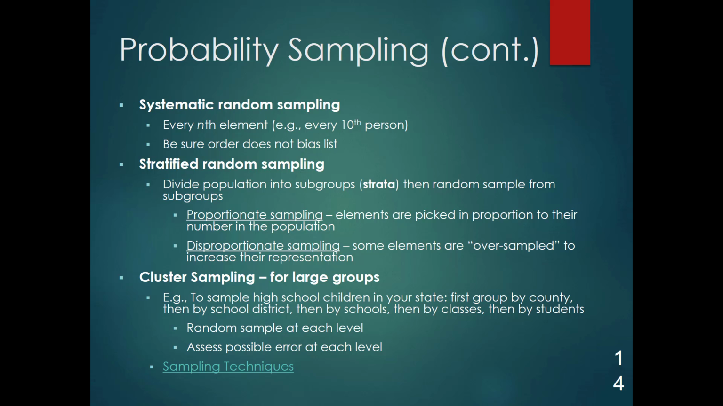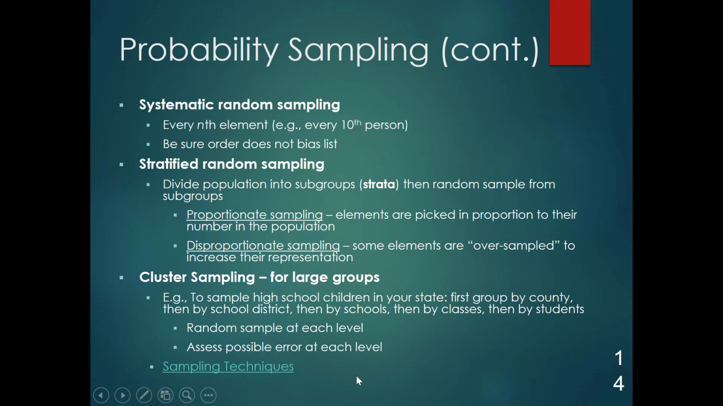So the thing is with this approach also, you have to think about error. You're going to have to assess possible errors because error can happen at each level. At the county level, at the school district level, the school level, the classes level, and student level. Each one of those levels will have a possibility for errors.